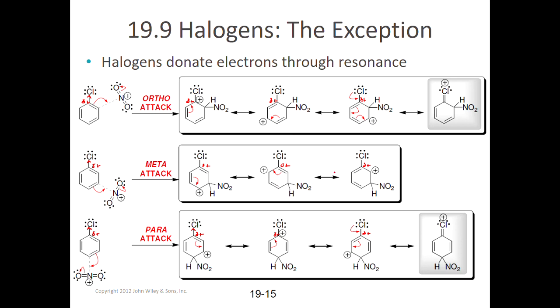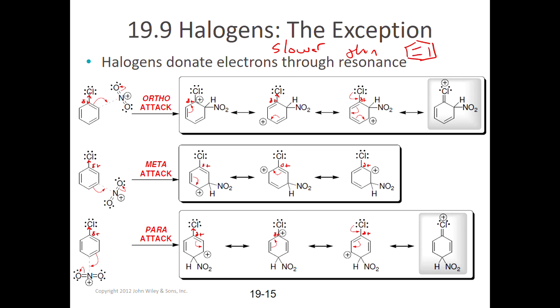And so that extra positive, because the chlorine is electronegative and pulling electrons away, that positive repels this positive that forms during the transition state and during the intermediate. And that makes the whole thing happen less often, because that repulsion increases the energy of the transition state, and fewer of the collisions that occur will have the energy necessary to get through that reaction. So it's slower than it would be if benzene were reacting.